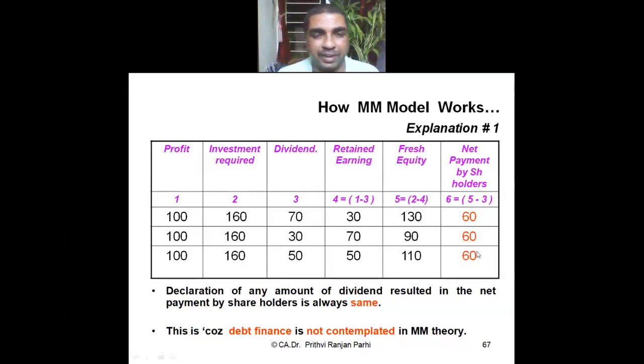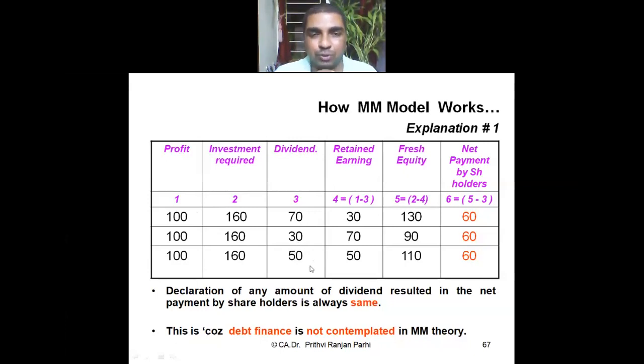Now in this particular example, we have seen three kinds of dividend payments. In one case, 70, I can say it is a high dividend. In another case, 30, it is a low dividend. In another case, 50, you can say it is a moderate dividend we are paying. Out of 100, 70 means it is a high dividend. Out of 100, 30 means I have a low dividend. Out of 100 profit, I'm paying 50 means moderate dividend.